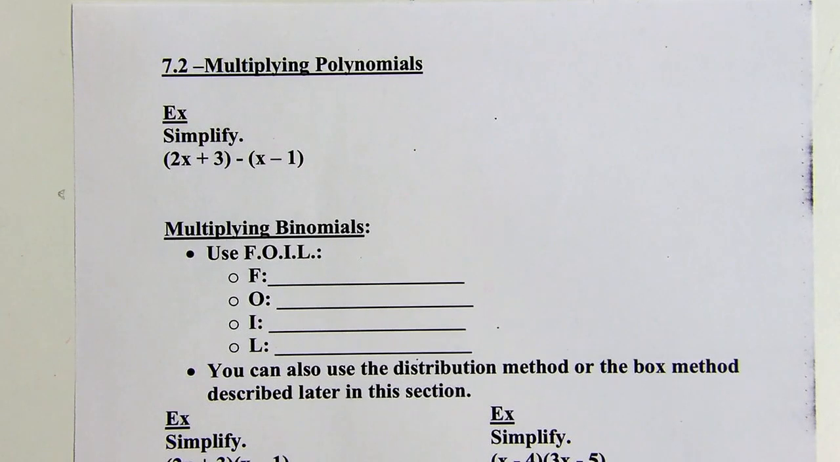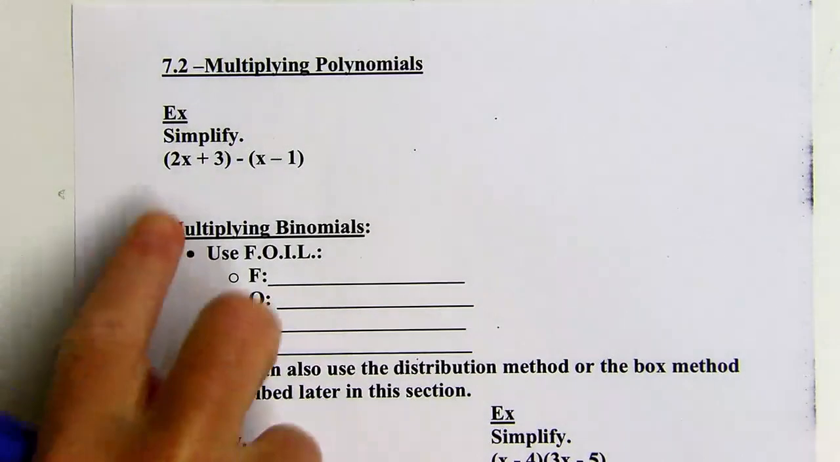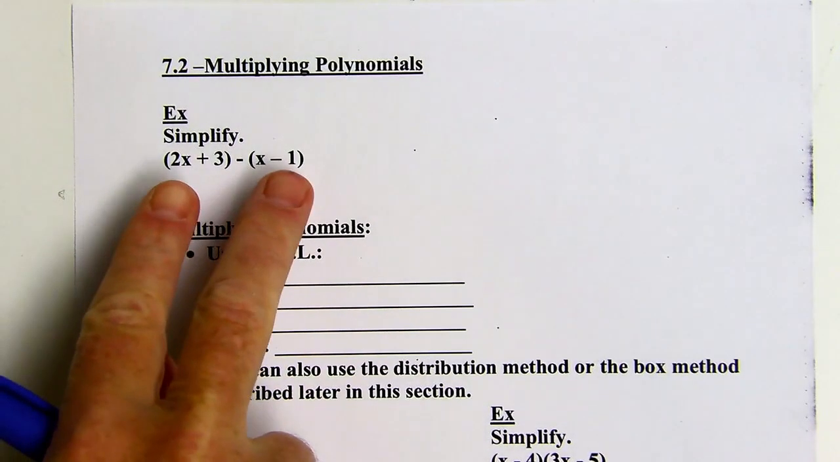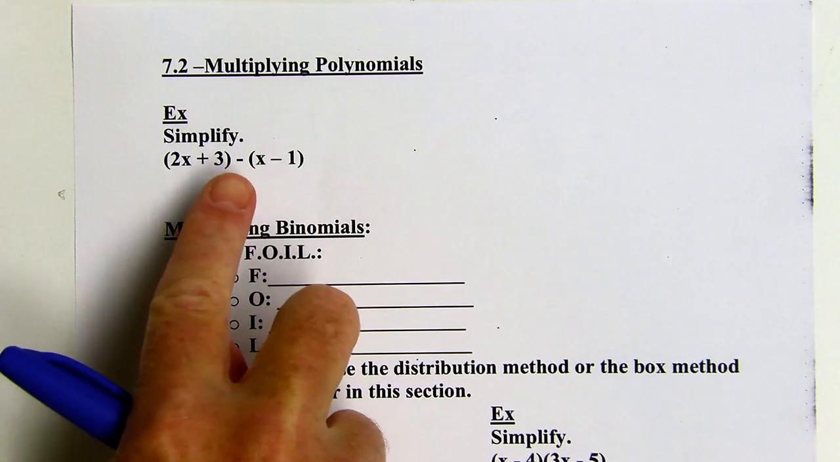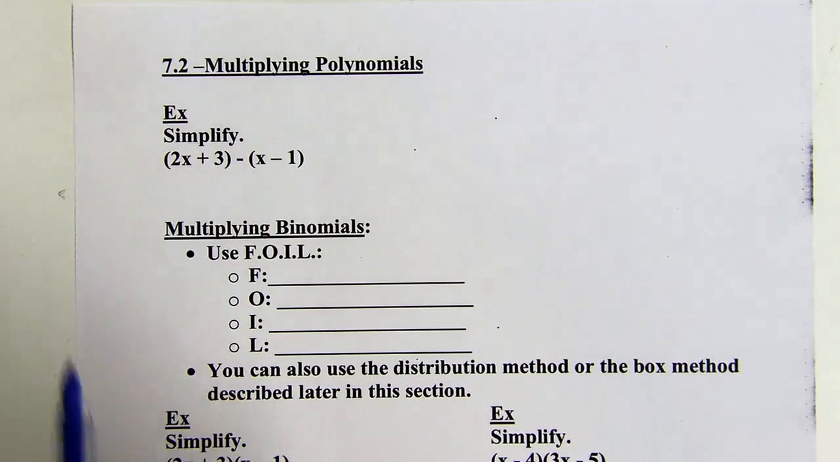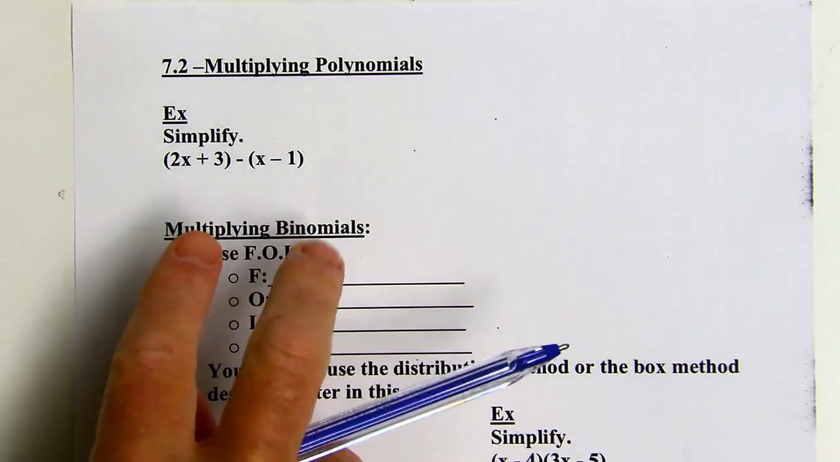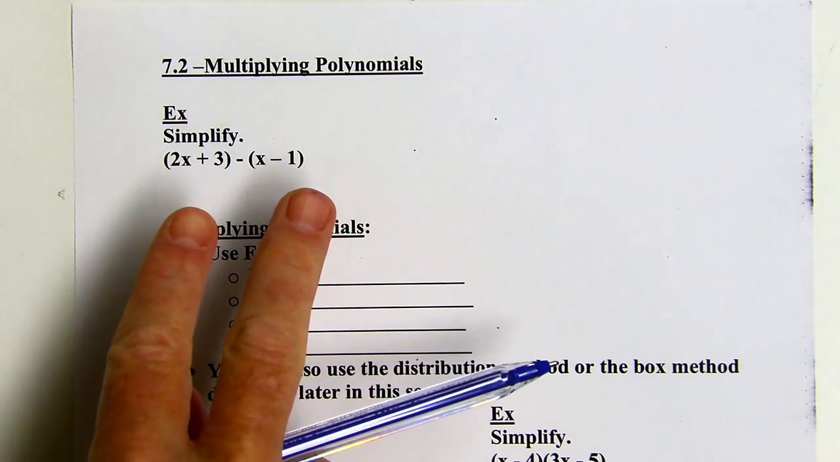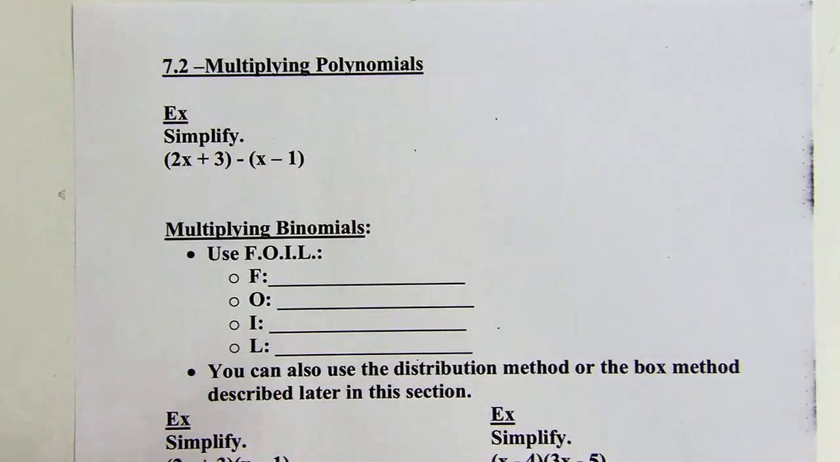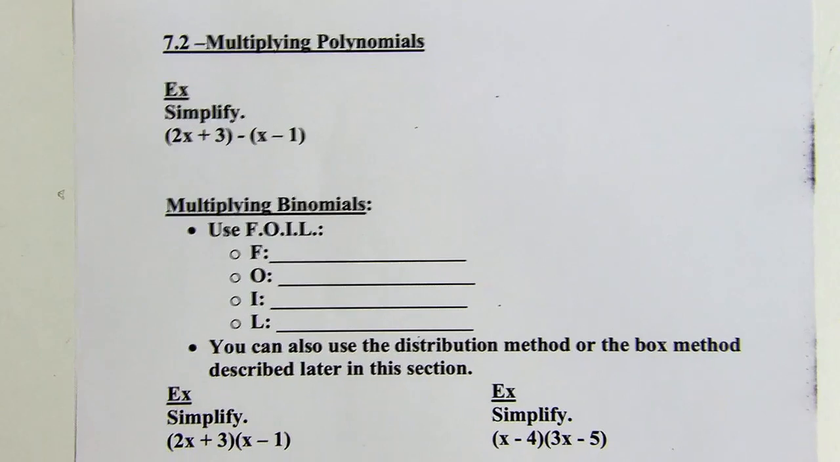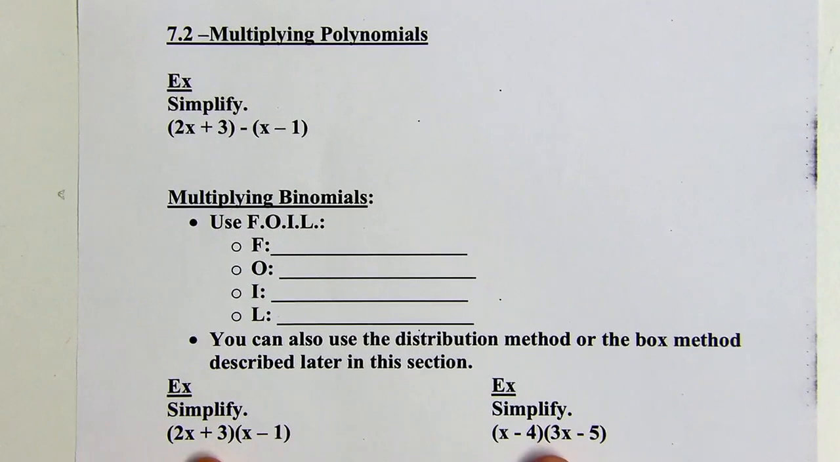7.2, multiplying polynomials. So here I have two binomials, but we're not multiplying these, we're subtracting, right? So sometimes I see people use the FOIL method, which I'm going to get into in a second, on a problem like this. But you only want to do that if you're multiplying two binomials together, like these problems at the bottom of the screen.